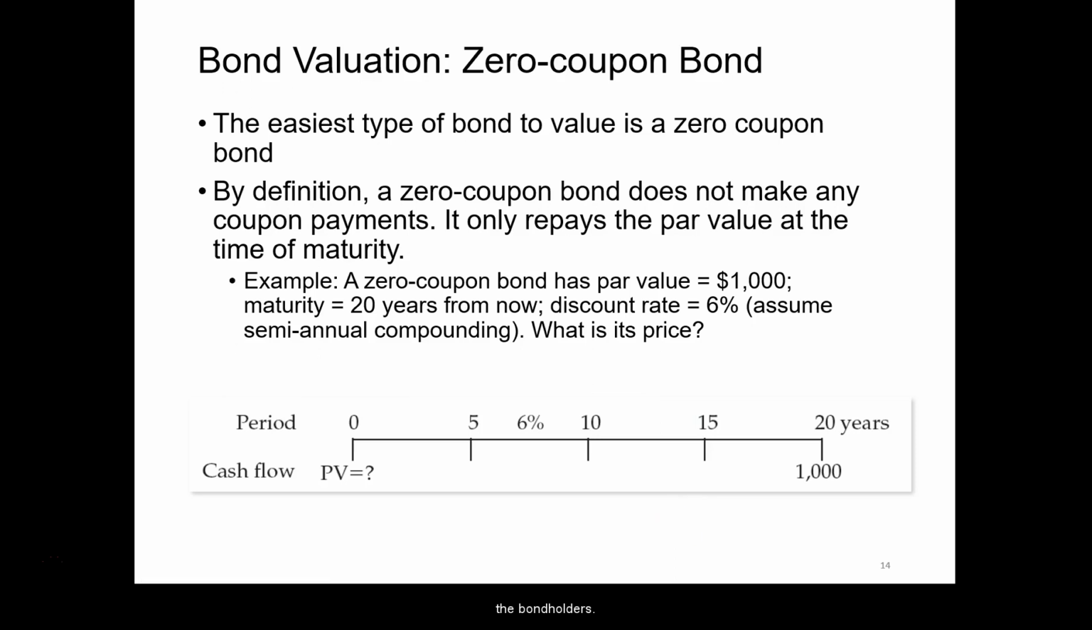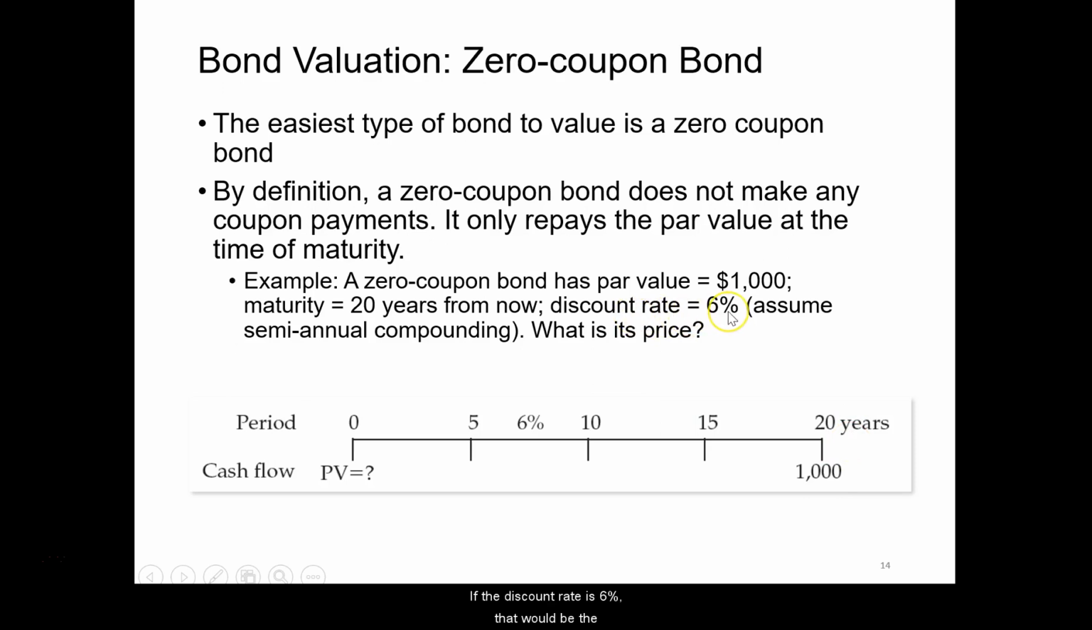Now let's look at maybe the simplest kind of bond, a zero coupon bond. A zero coupon bond is a bond that makes zero, or say no coupon payment. So all it pays is the par value at the time of maturity. So now if we look at an example here, we have a 20-year zero coupon bond. So this bond pays $1,000 at the end of the 20th year.